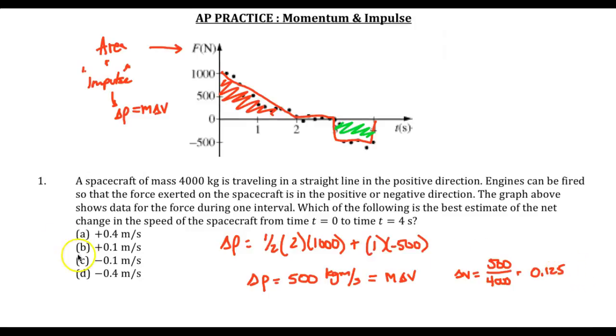Is this a positive 0.1 or a negative 0.1? Did my speed increase by 0.1 or did it decrease by 0.1? Well, that all depends on the direction of the impulse, and in this case the impulse is in the positive direction. You can see that the impulse in the positive direction is greater than the impulse in the negative direction. And since it's traveling in the positive direction to start, and it incurs a positive impulse, then it has a positive change in speed. Okay?